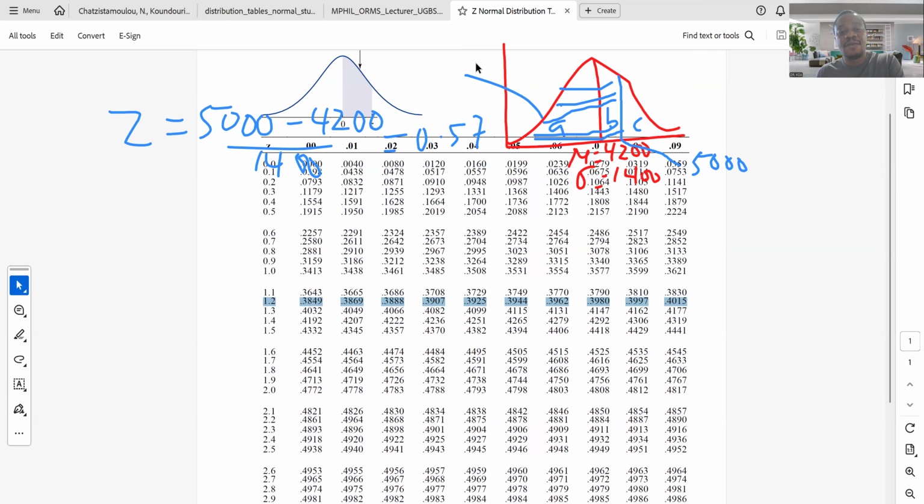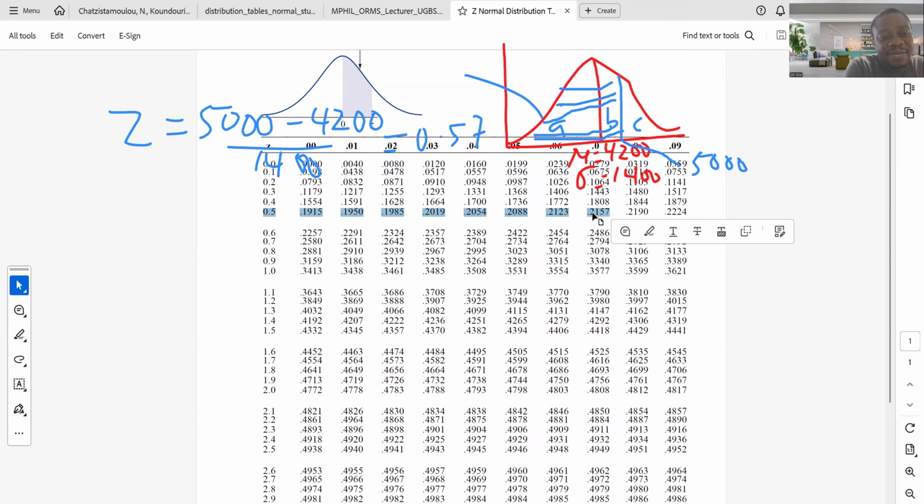Excellent. 0.2157. That is the answer. So 0.5 under 7 gets you to this junction here. That is the answer you're looking for, 0.2157. So now we can add that.